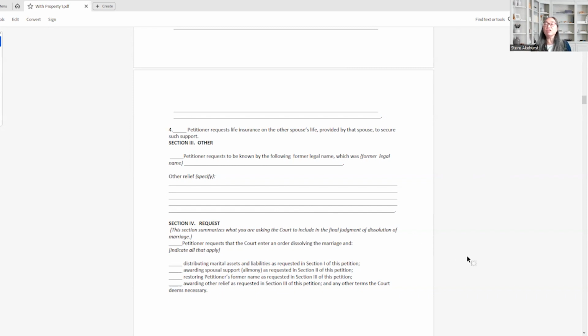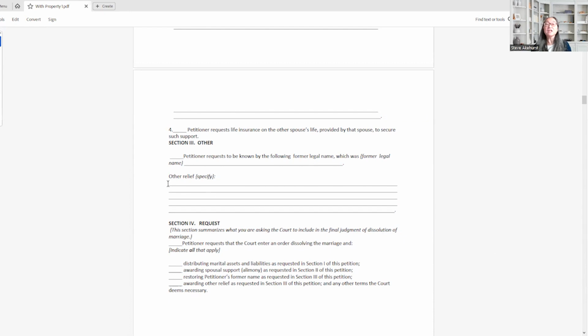And other relief is things that were not included in the dissolution of marriage. You could say, hey, we have a dog that we need to have time sharing with. Unfortunately, dogs aren't considered children, so they won't do anything. They're considered personal property at this time.